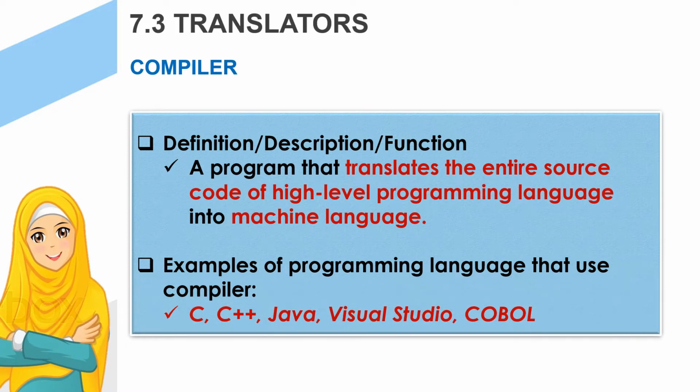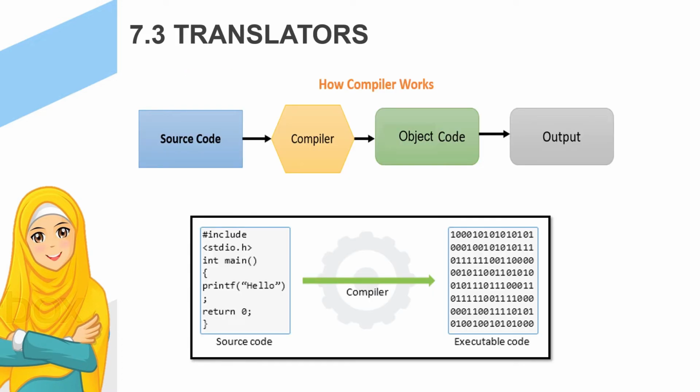So examples of programming language yang menggunakan compiler C, C++, Java, Visual Studio, COBOL. Itu antaranya lah ya. Okay, kita tengok detail sikit how compiler works. As you look at here, the source code when have been compiled, dia akan produce satu file asing, iaitu satu file baru, iaitu dikenali sebagai object code. Tengok apa penerangan dia.